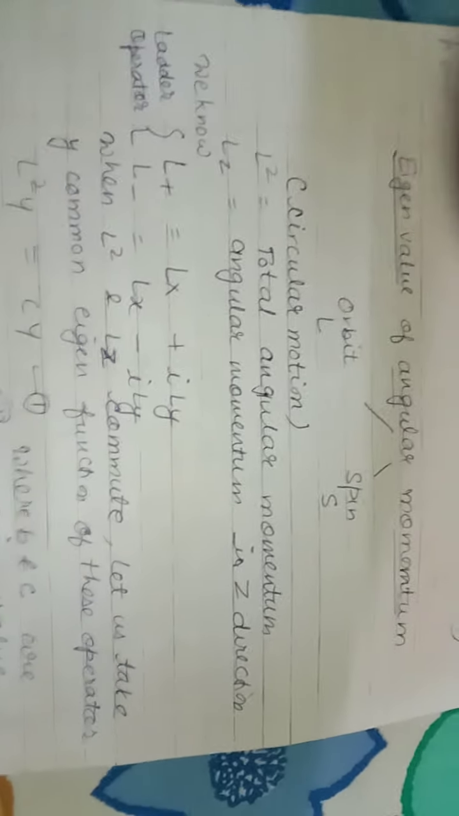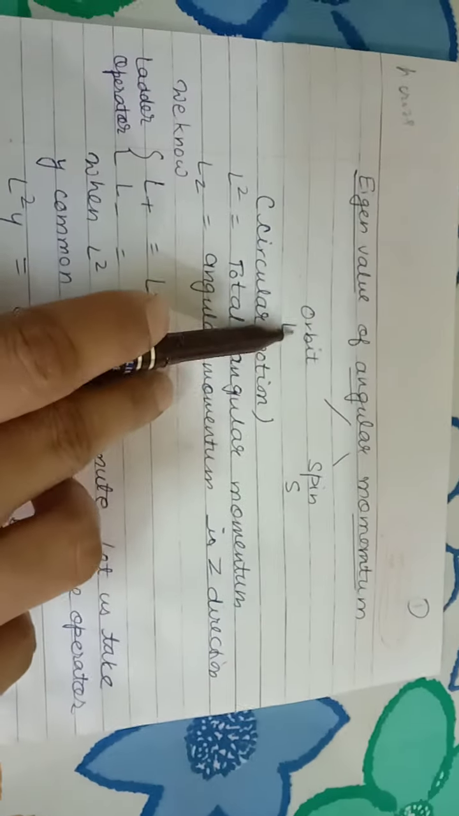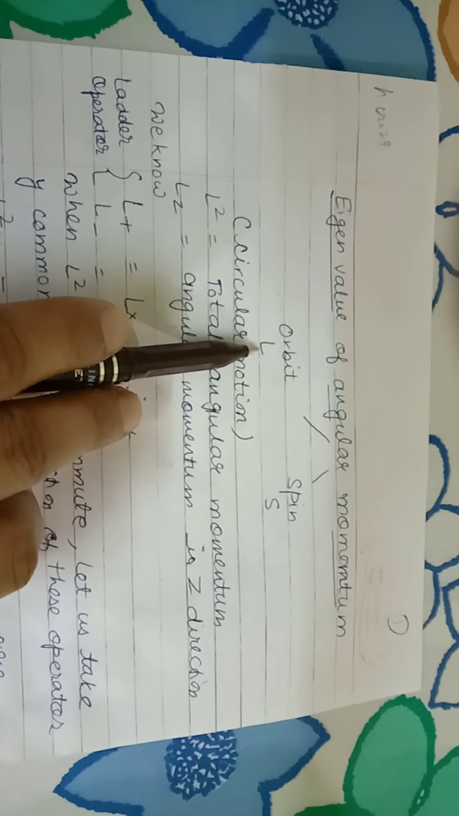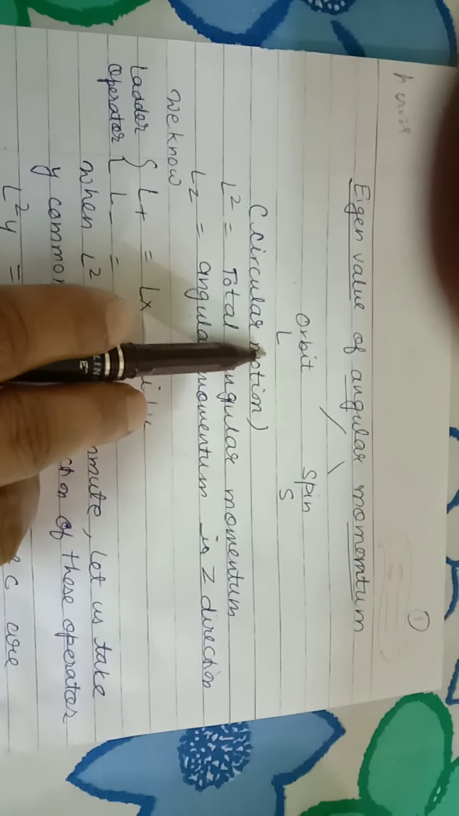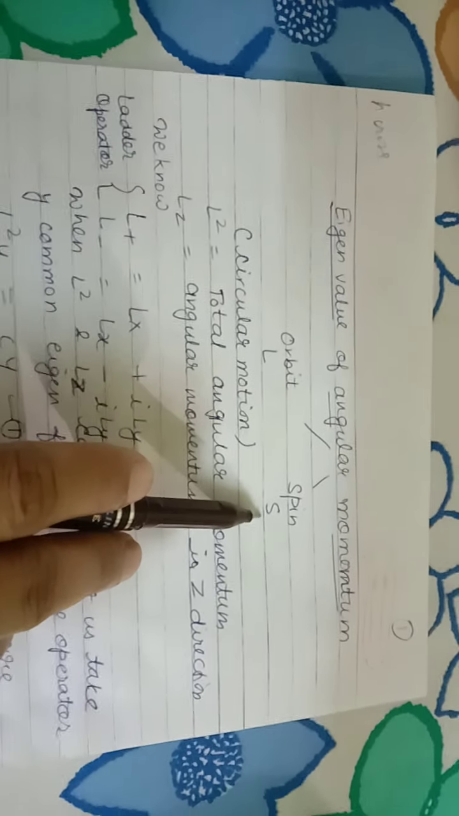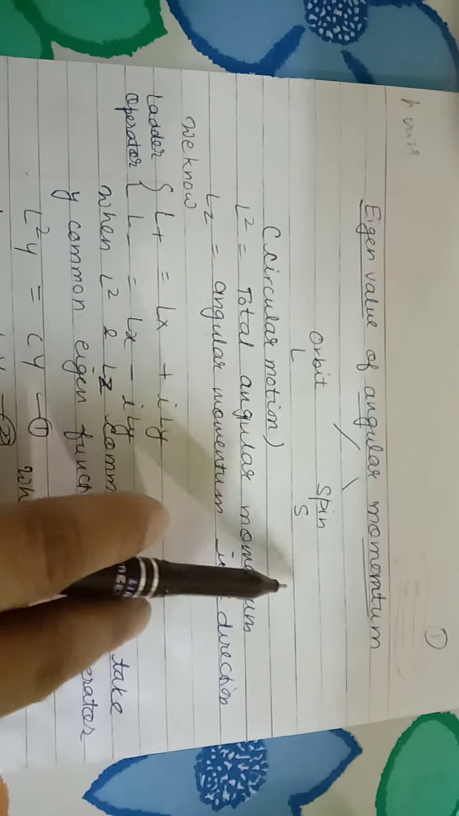As we know, angular momentum has two types: orbital angular momentum and spin angular momentum. Orbital angular momentum is denoted by L and spin angular momentum is denoted by S. Orbital angular momentum is basically due to circular motion, and spin angular momentum is due to the change in spin, like plus half and minus half, as you know.